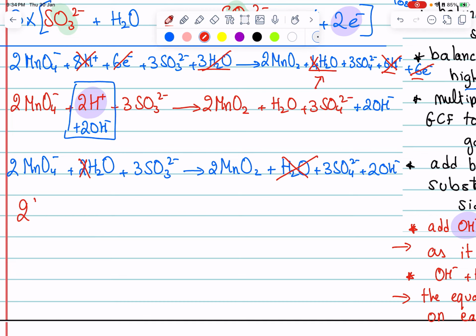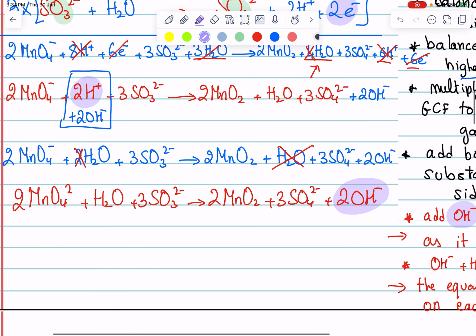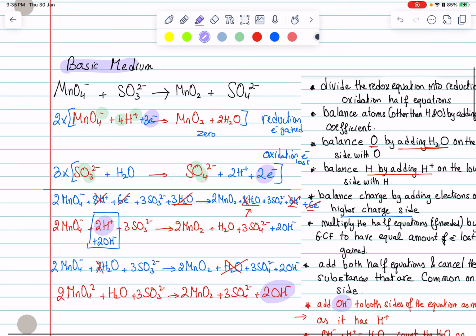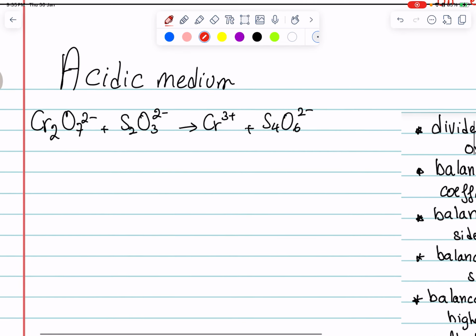So the final answer is 2MnO4 minus plus H2O plus 3SO3 2 minus, giving 2MnO2, 3SO4 2 minus, and 2 hydroxide ions. The presence of hydroxide ions in the equation indicates that this equation is indeed in the basic medium. Let me give you some more common examples just for the practice.